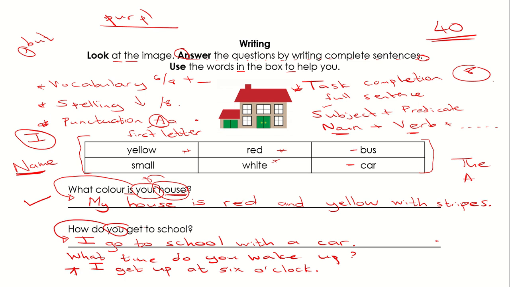You can use this for anything. If they ask you, what time do you have breakfast? I have breakfast at 6 o'clock. What time do you do your homework? I do my homework at 6 o'clock. As long as your formation of your sentence is correct, that's what we're looking for, right? So make sure you have your subject, your verb, and then your describing words after. Use what we have over here in the question to make your answer, right?